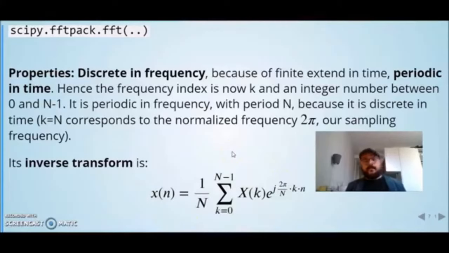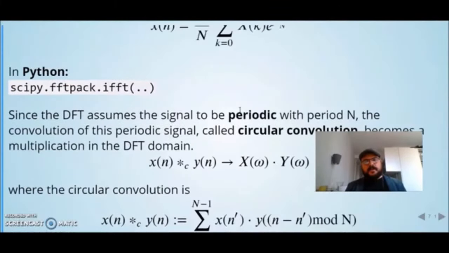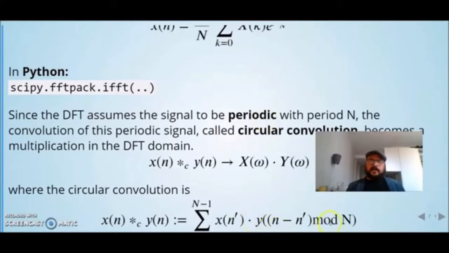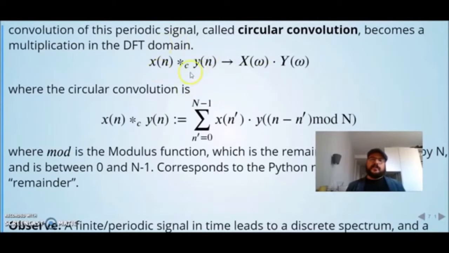So the DFT is discrete in frequency. It has the frequency index k, that is an integer from 0 to N minus 1. So it is periodic in frequency with period equal to N. And because we're dealing with a periodic signal in time, we have what is called the circular convolution, which is given by this equation here, where mod is the modulus, the remainder of the division by N. It still applies that the circular convolution in time becomes a multiplication in the DFT domain.